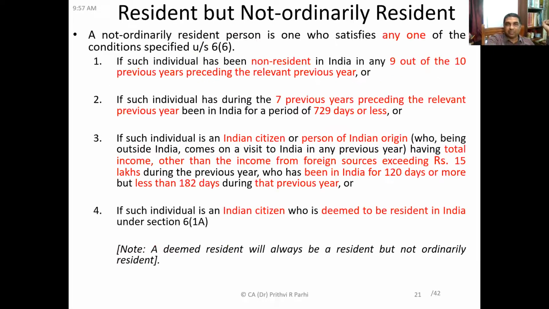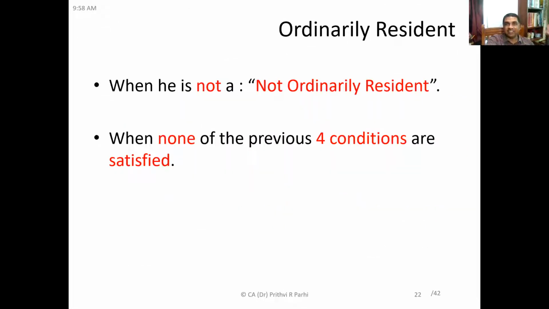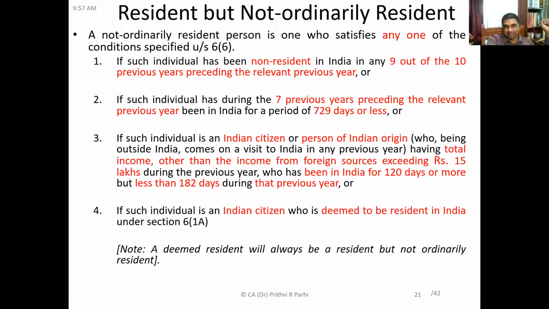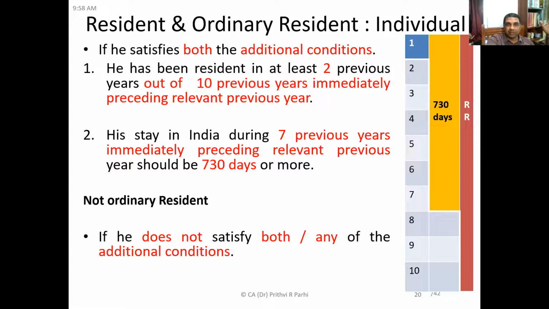But law has first defined what is the meaning of resident but not ordinary resident. Then it has tried to explain who is an ordinary resident when he is not an ordinary resident, that means none of the conditions are satisfied. So it is always better to understand it in a reverse way. First, we'll understand who is a resident and ordinary resident, and then we'll see who is a resident but not ordinary resident.